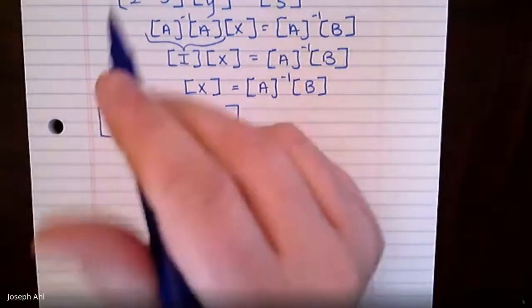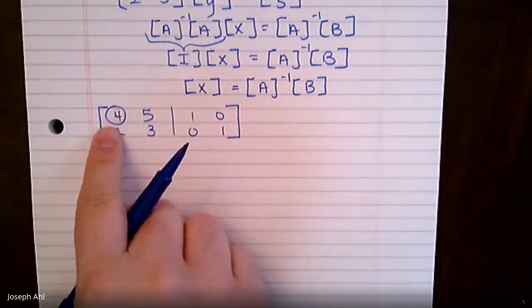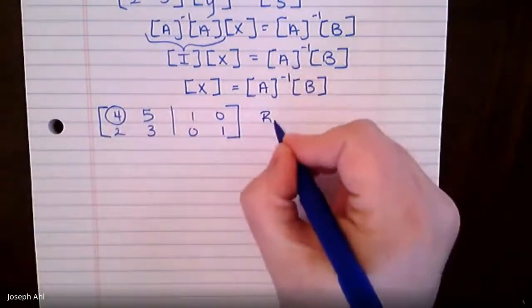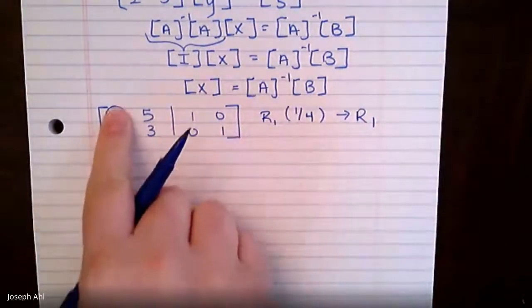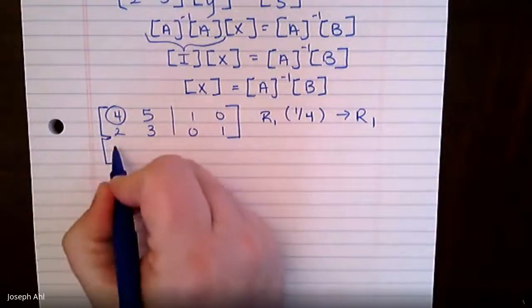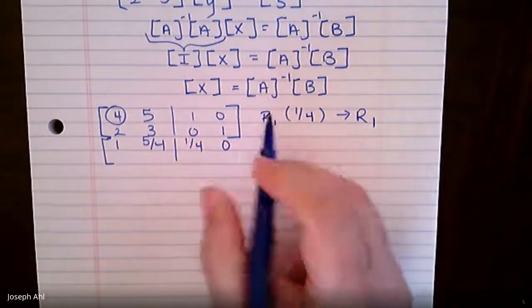Okay. So once I do that, the goal is to make the identity on this side. So to make the identity, you're going to take row 1. You're going to multiply it by a 4th. If there was a 1 right below it, maybe I would have switched the rows. But if there's not, I'll just use this technique here. So this is going to be 1, 5/4, 1/4, 0.